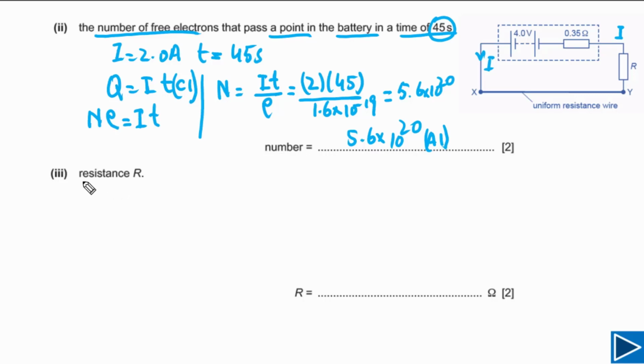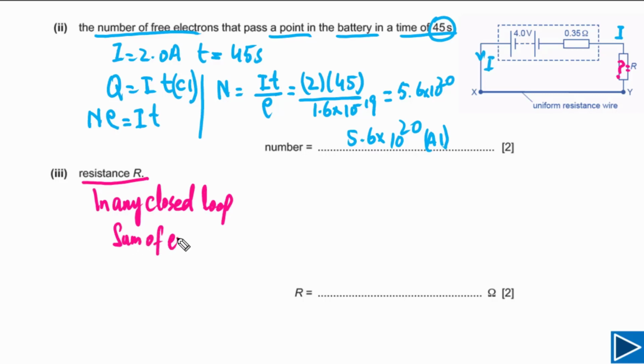For this part, we need to calculate the resistance of capital R. Simply, we need to find the value of this capital R. For this purpose, we simply need to use Kirchhoff's second law. According to Kirchhoff's second law, as we have discussed in part A, in any closed loop or circuit, the sum of EMFs has to be equal to the sum of PDs.